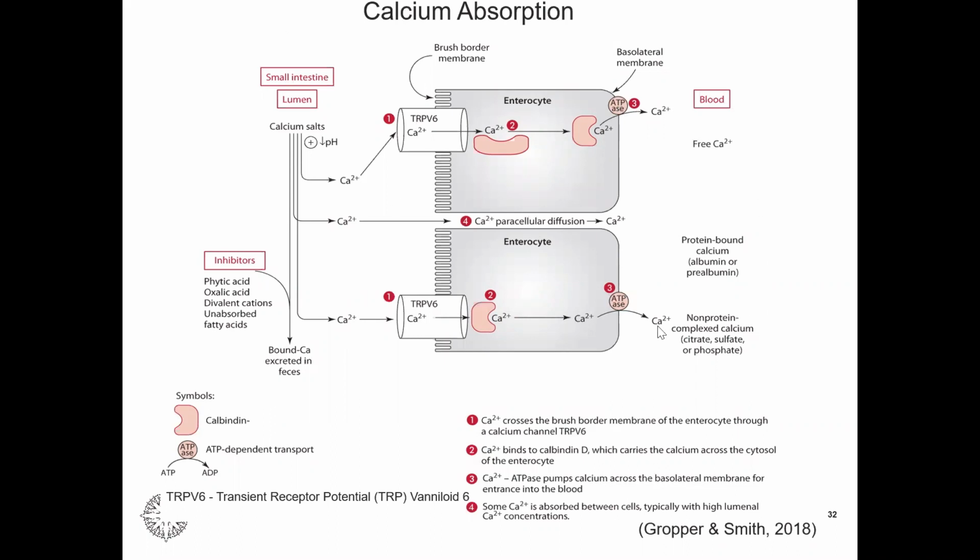But sometimes in the blood, it can move around attached to albumin, or it can also move around complexed with citrate, sulfate, or phosphate. So the transporter at the basolateral layer is also the same, calcium ATPase. Yes, Juliana, you are right. TRPV6 is called calcium transporter 1.